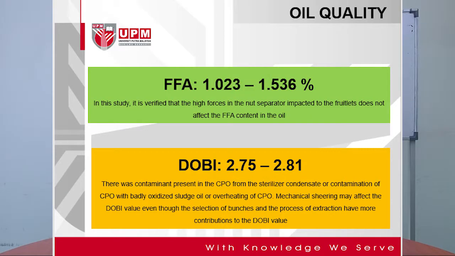Last but not least, the pure oil will be assessed for oil quality. For the FFA content, the FFA is in the range of 1.023 to 1.536%, which is lower than the standard published by the MPOB, which must be lower than 3%. However, for the DOBI content, it shows 2.75 until 2.81, which is lower than the standards. This lowering is due to the contamination during the sterilization process, or might be the selection of the batches.